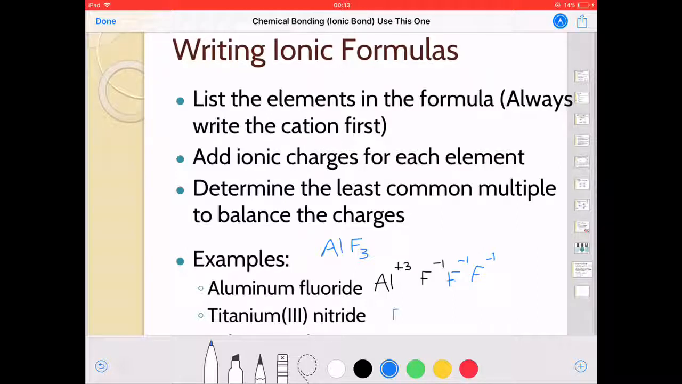Titanium nitride. Titanium is Ti on the periodic table. This Roman numeral 3 tells you that it is a +3 charge. Nitrogen on the periodic table is a -3 charge. And so you can see that you're already balanced, +3 -3. So with this, you can just go ahead and erase your charges, and your final formula is TiN with no numbers because it's a 1-to-1 ratio. Notice how in both formulas, you do not include any charges in the final formula.